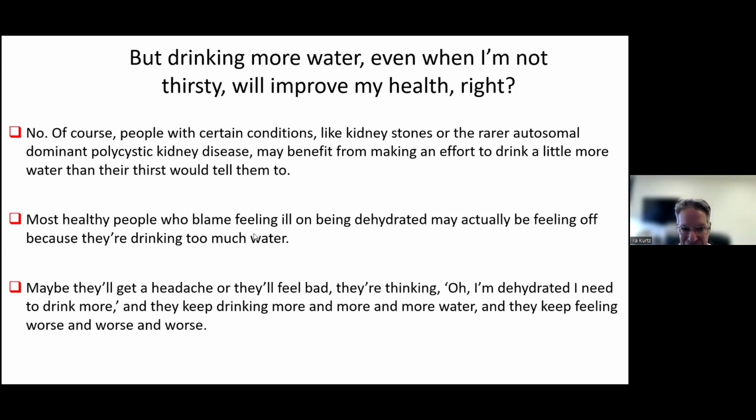But most healthy people who blame the feeling of being ill on being dehydrated may actually be feeling off because they're drinking too much water. It's not uncommon to have someone say, oh, I just don't feel well, I feel dehydrated. And they actually may not feel well because they're drinking too much. Or they'll get a headache, or they feel bad and they think, oh, I'm dehydrated, I need to drink more. And they keep drinking more and more and more, and they keep feeling worse and worse and worse because they're overhydrated.